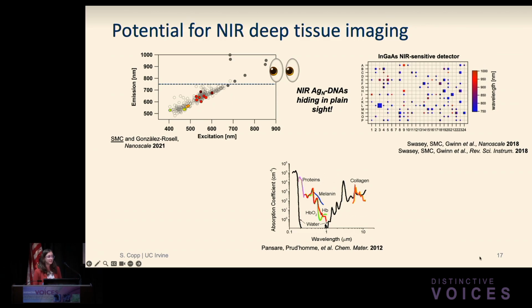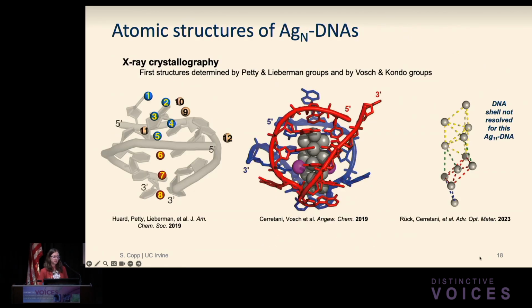And then the second really exciting thing that happened was a fundamental breakthrough for these AgDNAs, and that was the determination of some of their atomic structures by several groups around the world. So these were obtained by a technique called X-ray crystallography, and this allows us to localize individual silver atoms and the DNA strands that wrap them up. So this gives us the first pictures of how DNA and silver interact to make this fluorescent nanocluster.